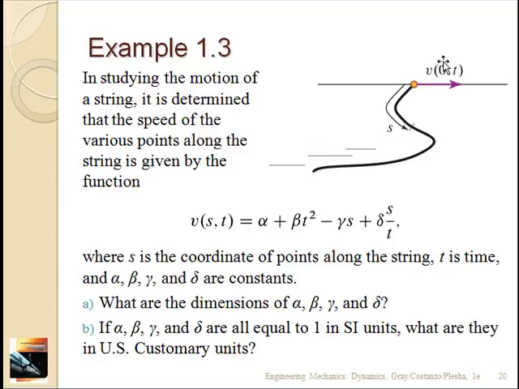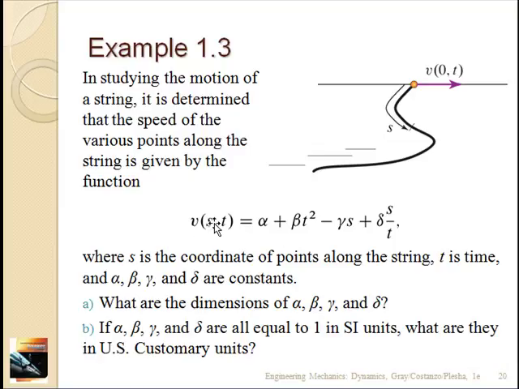Since the velocity of the end is a function of time, all these will be a function of time. So at any point on the string, the velocity will be a function of position, s, and time, t. Suppose somebody tells us that we can write the velocity of any point on the string as alpha plus beta t squared minus gamma s plus delta s over t. Question is, what are the units or dimensions of these constants, alpha, beta, gamma, and delta? And then if they're all equal to 1 in SI units, what are they in American units or British units? Okay, so it's pretty clear.